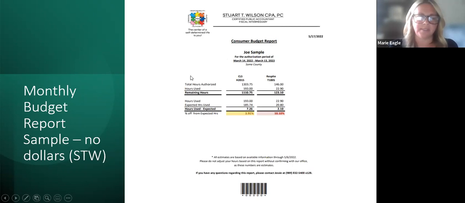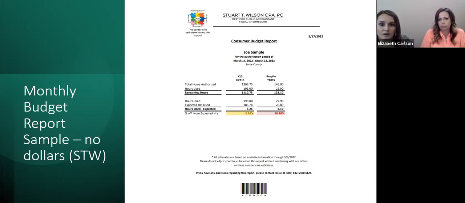And so do you send each of these reports to folks, or can they choose which report they would like to see? It's based on the CMH. Every CMH has it set up differently. So if they want the dollars on the report, then that's how we do it.